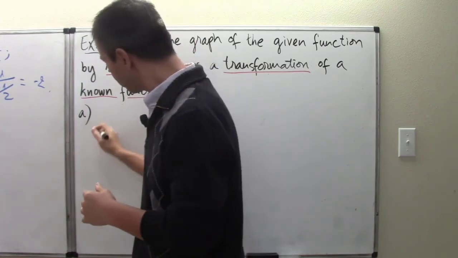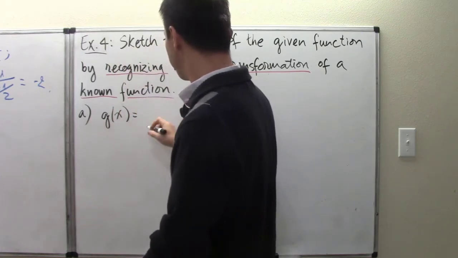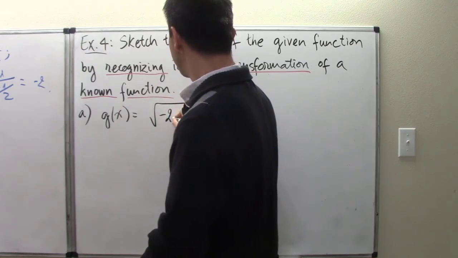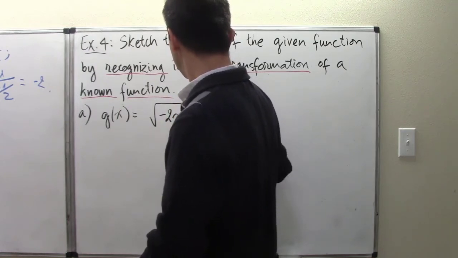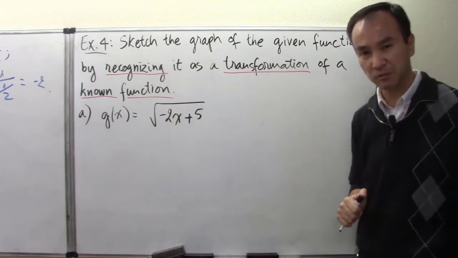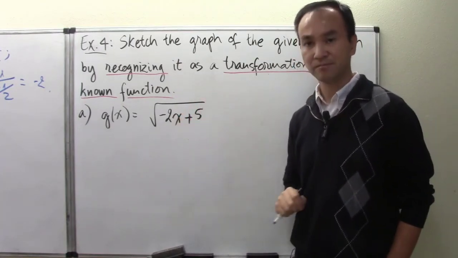And so now g of x here is going to be, how about, square root of minus 2x plus 5. Okay, square root of minus 2x plus 5. So we want to sketch this function by hand.